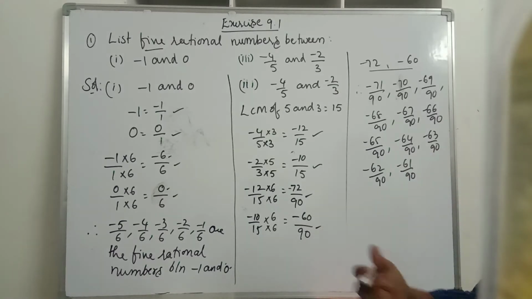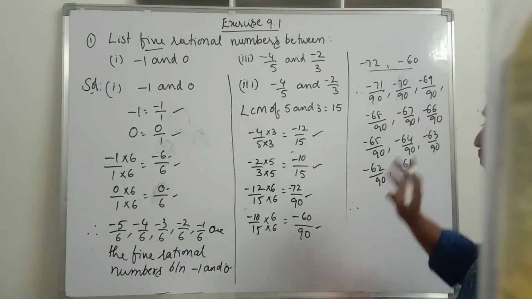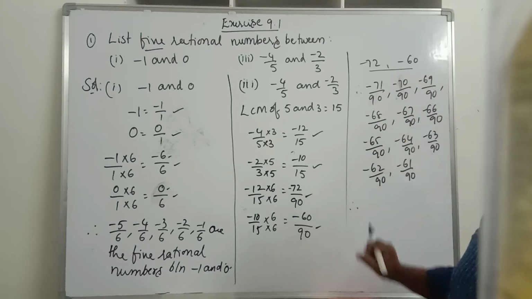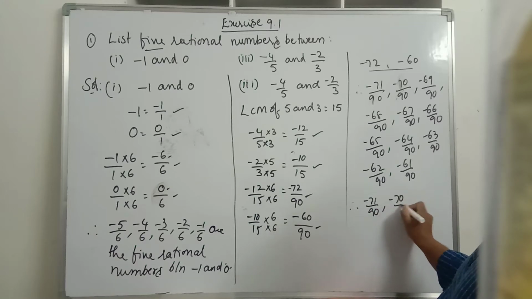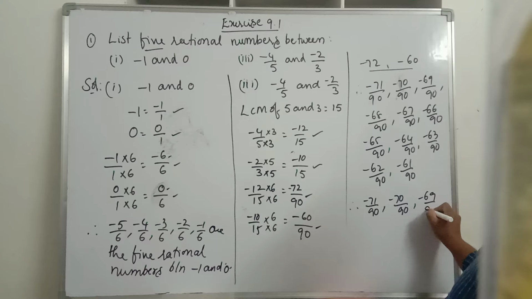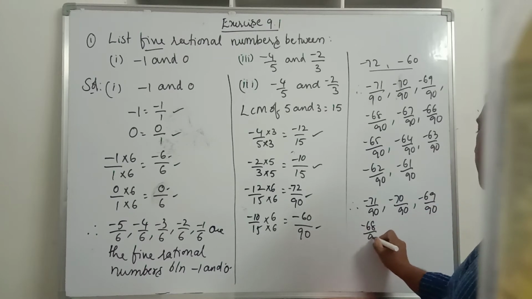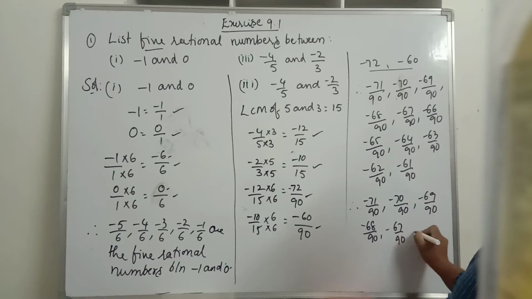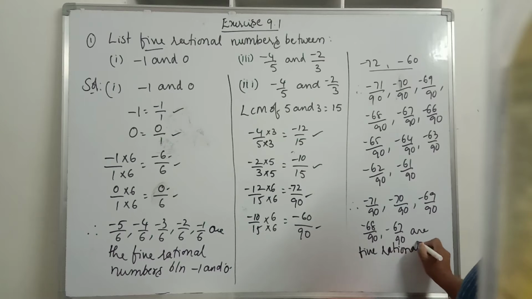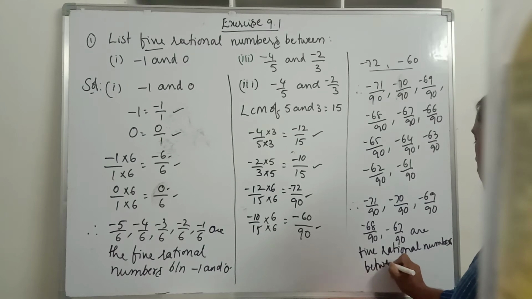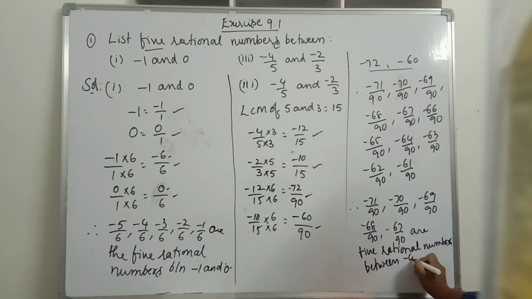Still we can write more by taking different denominators. Therefore, what are the rational numbers between these two? 5 rational numbers. Choose any 5 from this. Therefore, we get minus 71 by 90, minus 70 by 90, minus 69 by 90, minus 68 by 90, minus 67 by 90 are 5 rational numbers between minus 4 by 5 and minus 2 by 3.